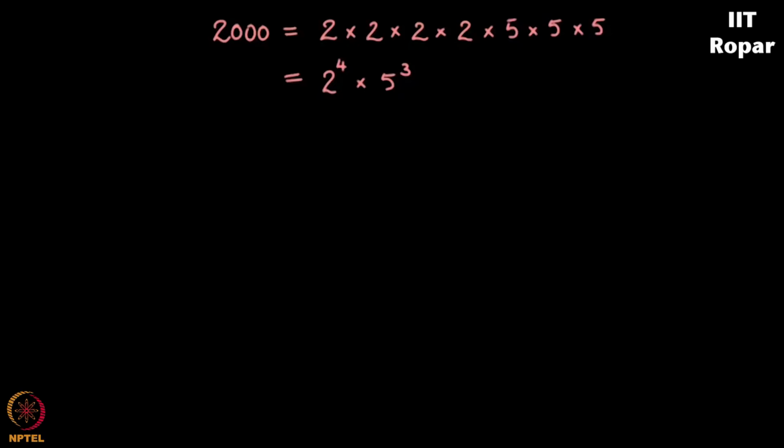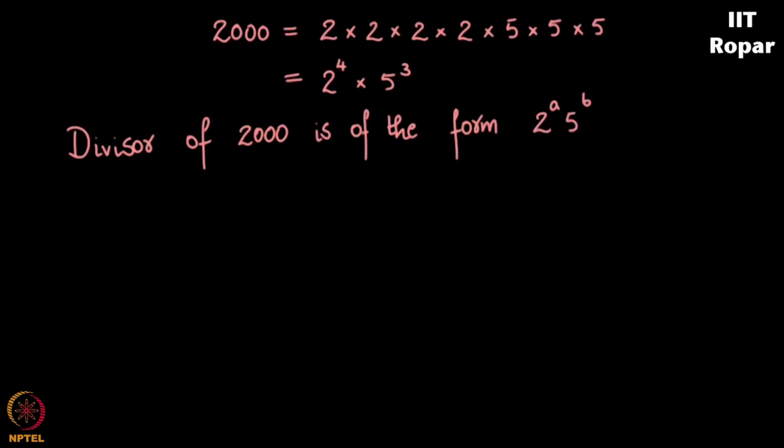So we see that a divisor of 2000 must be of the form 2 to the A into 5 to the B. Now you see these A and B, they must be integers where A lies between 0 to 4 and B lies between 0 to 3. So A and B lie in a particular range.